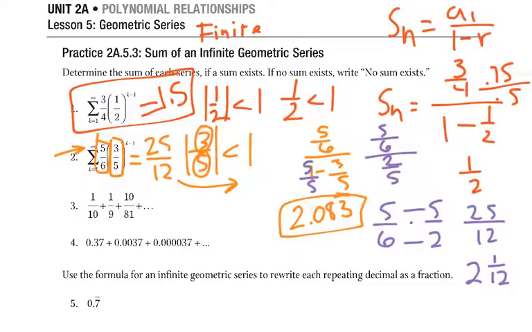Alright, so now number 3, now this didn't give us a sub 1, right? Now what are we multiplying by? Because of those dots we know it's infinite, it's going to keep going. Well, how do I go from 1/10 to 1/9 to 10/81? So how is this growing?